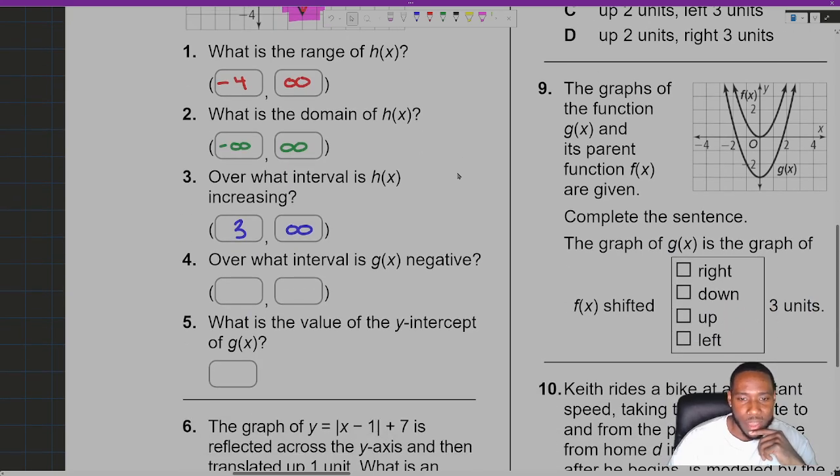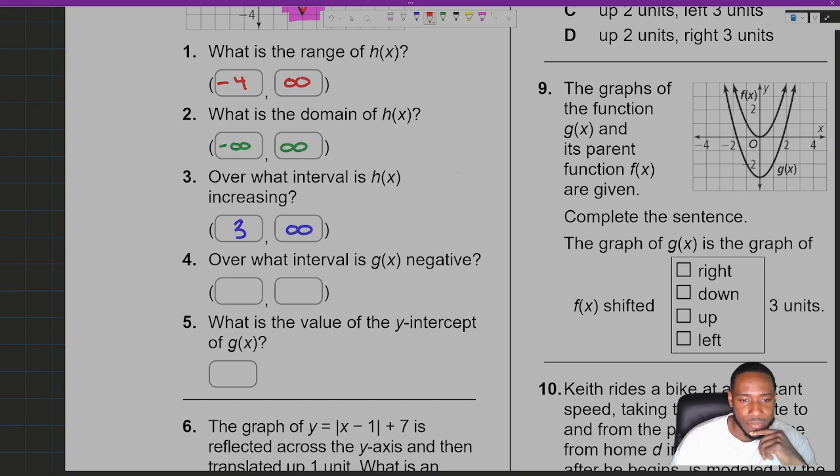So we're going to answer that question. Where is the graph negative? It's negative from 1 to 5.